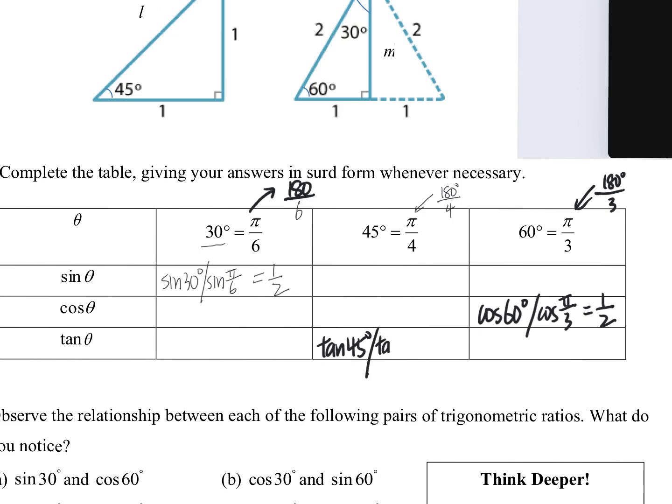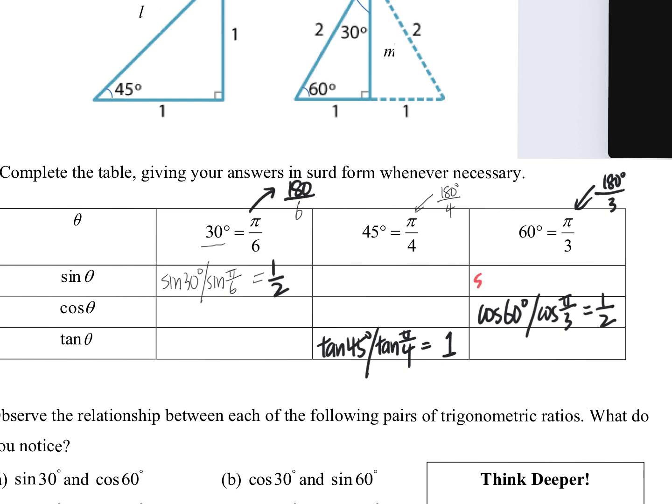Tangent 45 or tangent pi over 4, depending on your calculator mode, what should you get? Not 0.5. 1, right? You should get 1. So these are the 3 special cases that I want you to remember first. Okay, ready? Next, this is the exciting part.